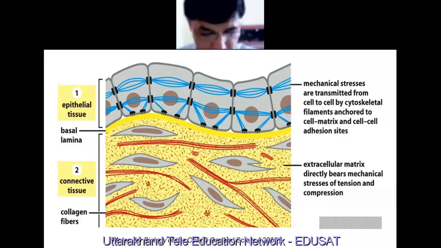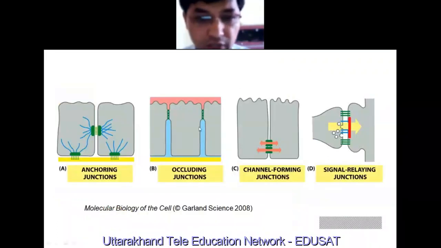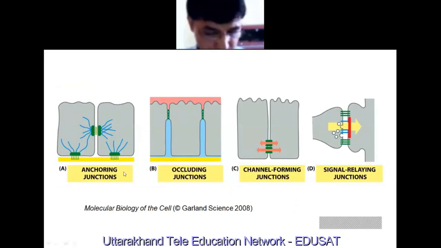So my dear students, there are four main functions with different molecular bases. Number one, we will come to the junction part. There are four types of junctions. The first is the anchoring junctions, and these anchoring junctions include both cell to cell adhesion. You should remember this.